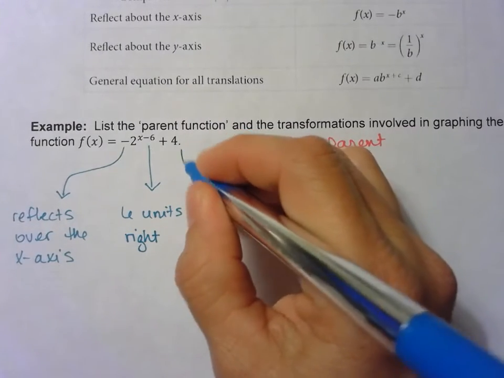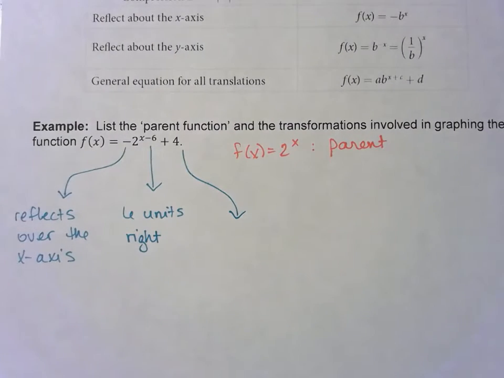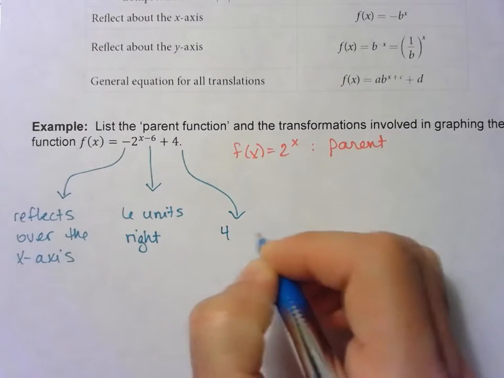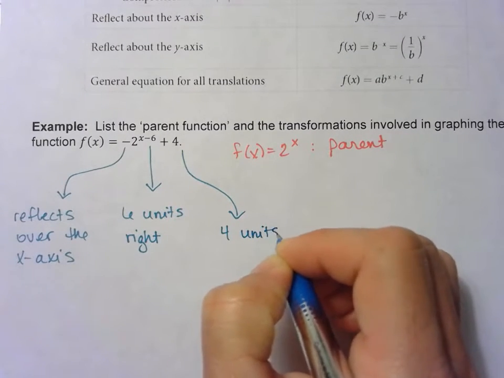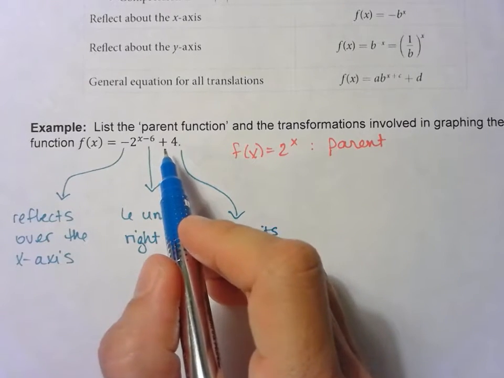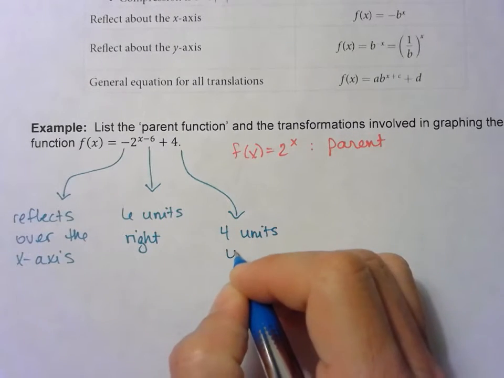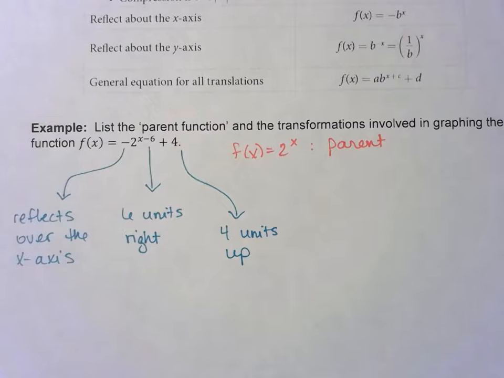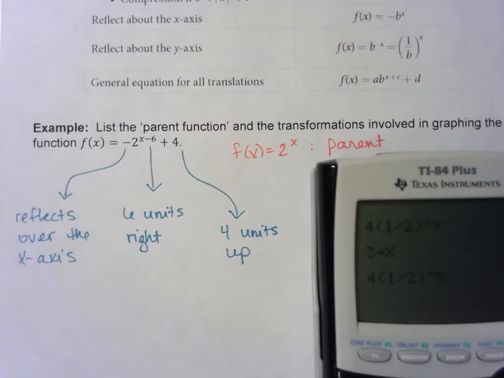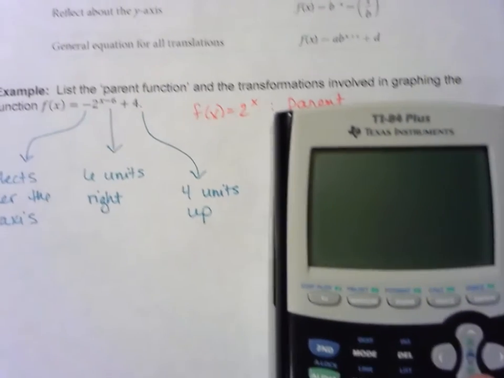Now this +4 is outside the function. That's going to be our vertical shift. So that one is going to go 4 units. It's exactly what you think. So that one's going to go 4 units up. All they wanted us to do was just list all the transformations on this particular problem. So maybe we could see a picture of it without actually sketching it.